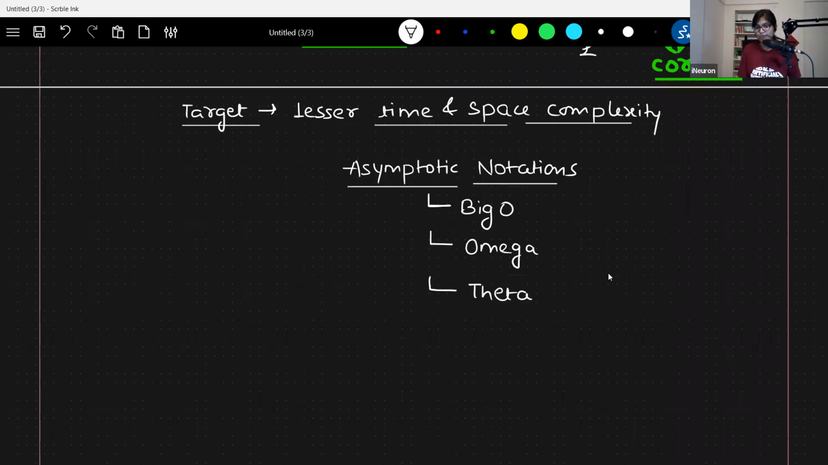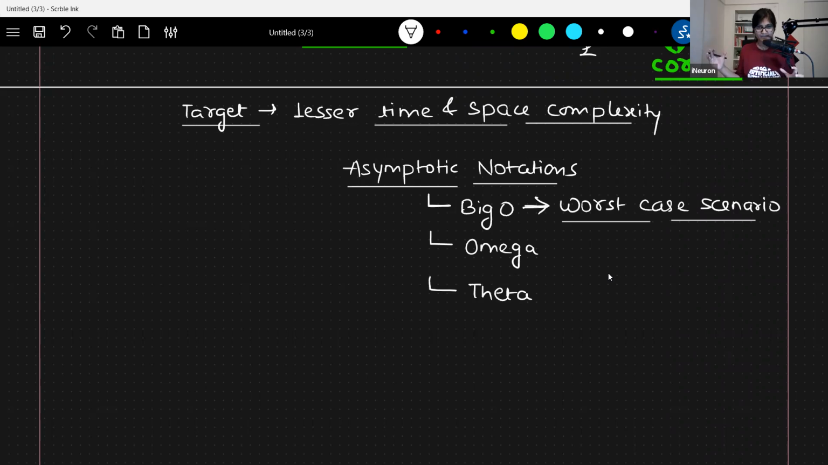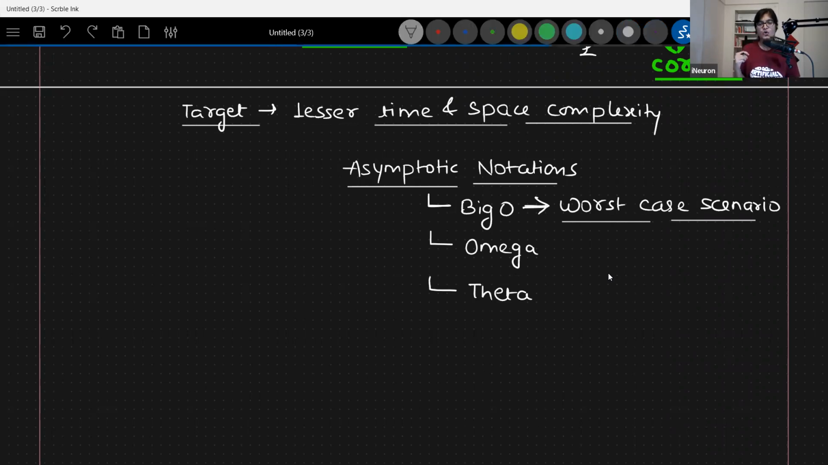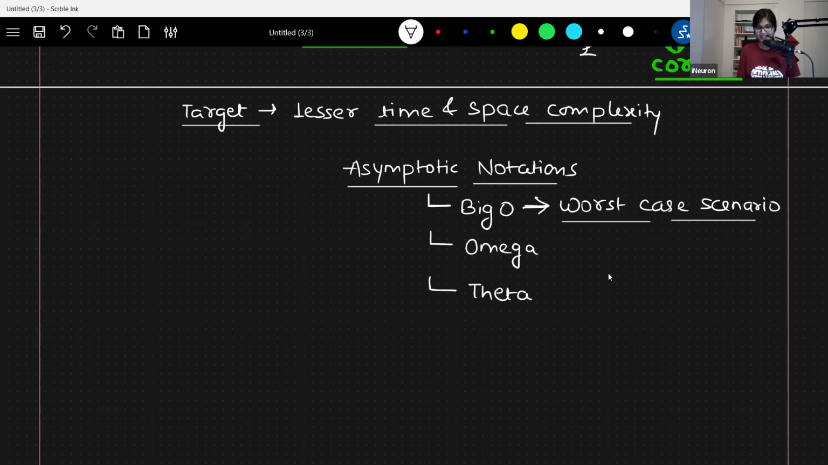Big O is the one which will take care of the worst case scenario. What does that mean? Worst case scenario means when you have a huge amount of data, a huge amount of numbers, is your code working fine or not? Omega will take care of the best case scenario, when you have a small set of numbers, though depending upon the use case, these scenarios can change. I will let you know whenever we talk about any problem. And theta is, in other words, known as the average case scenario.